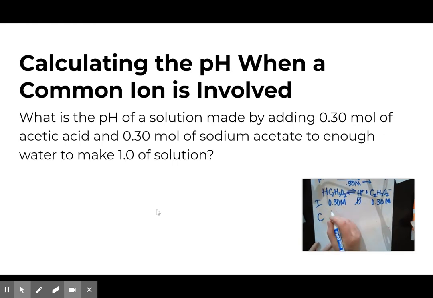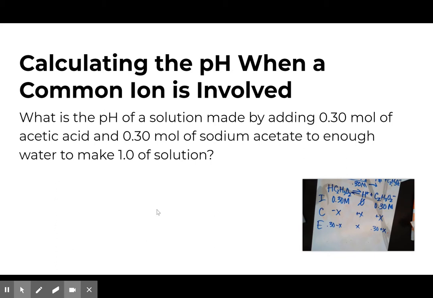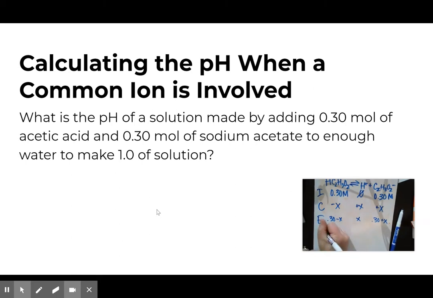Okay, so change. Now we're kind of just cooking, because this is all the same. Minus x, plus x, plus x, okay? And equilibrium, well, we can figure this out. This is 0.30 minus x. This is x, and this is 0.30 plus x. You probably want to know what the equilibrium constant is. I didn't give it to you, sorry. The equilibrium constant for this is Ka is equal to 1.8 times 10 to the negative fifth.